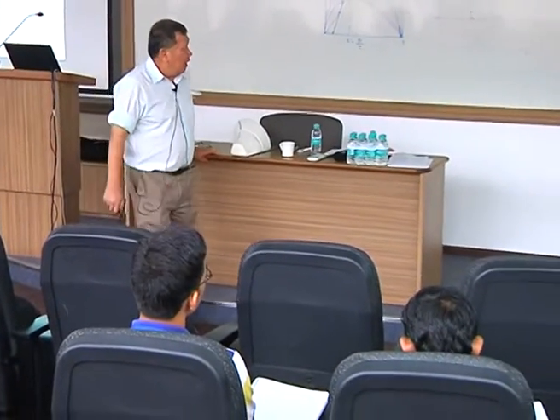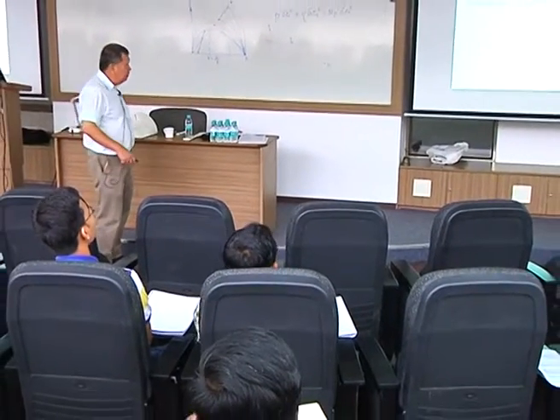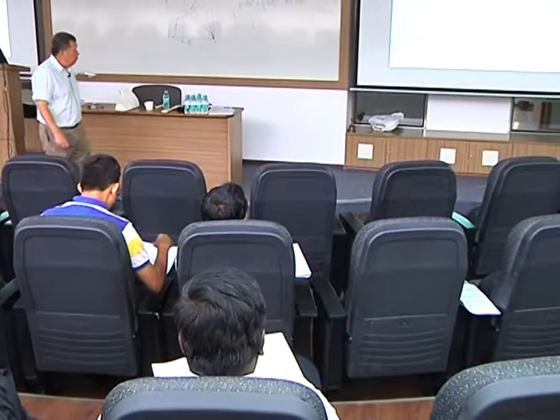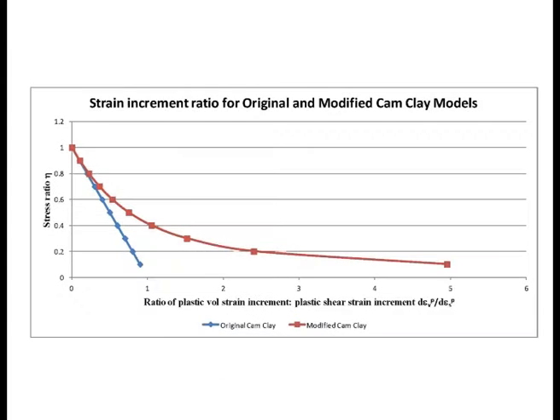So anyway, you don't need to worry about plastic volumetric strain. It's still the same, no change. I have already talked about the differences between the Cam clay model and the modified Cam clay model, so I don't need to go through this at all, because the main difference is that at this particular point, you actually get a vector that implies pure volumetric strain, which is what you want.